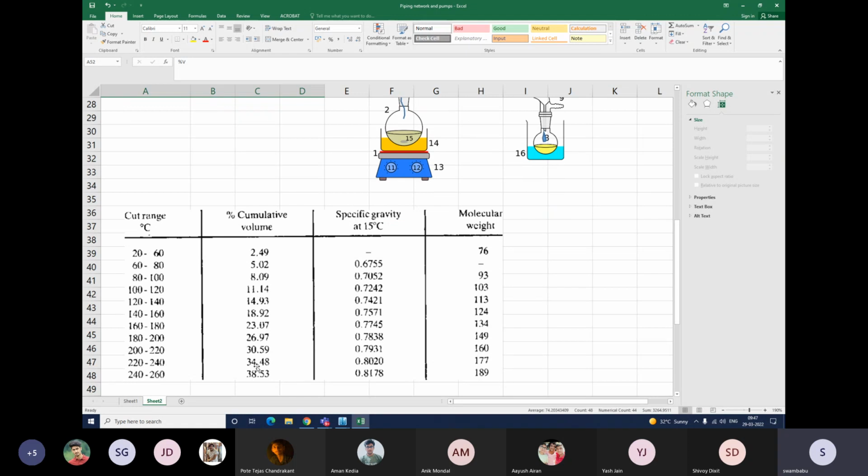They wait till the max amount of condensation takes place. With the help of this data, we can define the crude assay.